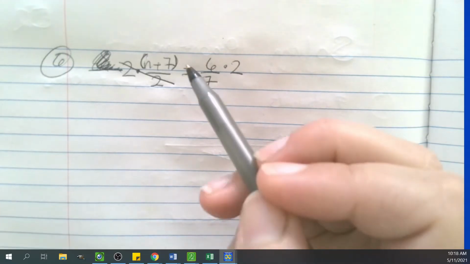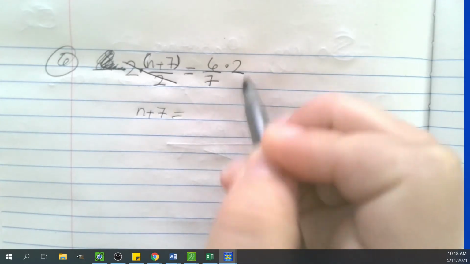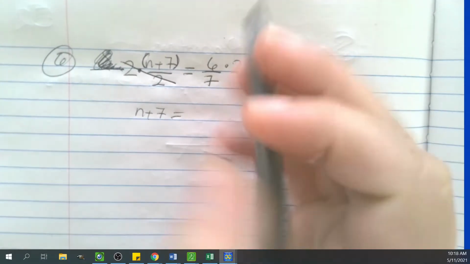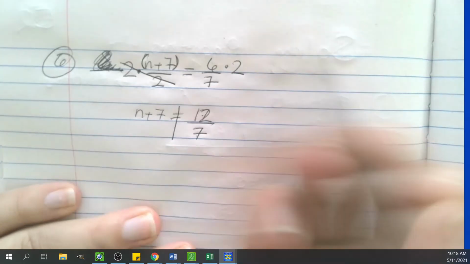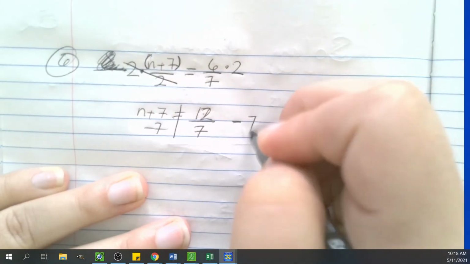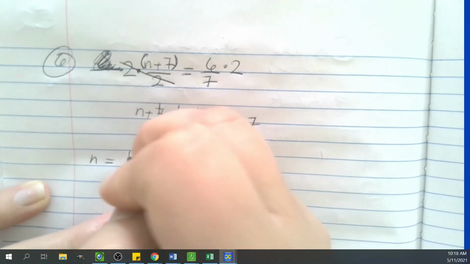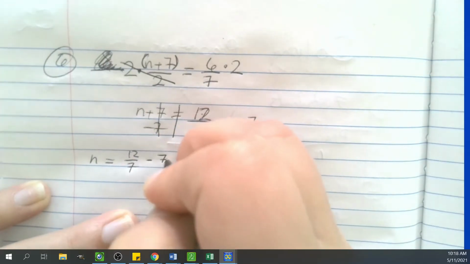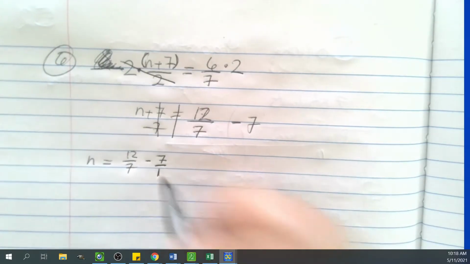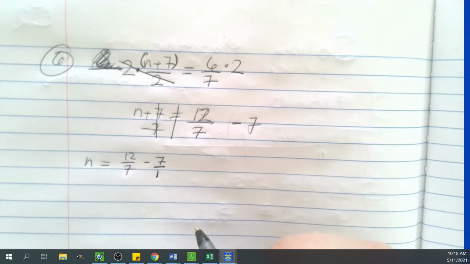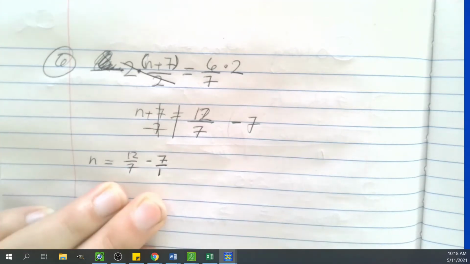Okay, you guys. What do I have left here? Good. What's this side going to be? Good. Now what do I do? Exactly. Make sure it's a whole thing by itself. So I've got n equals 12 over 7, take away 7. I need a denominator. What's my denominator? It's over 1 if I don't have one, because it's a whole number, right? Now, what do I do to get a common denominator?